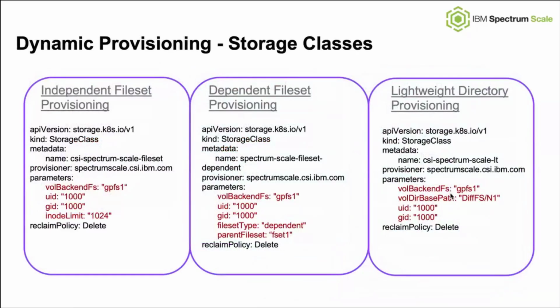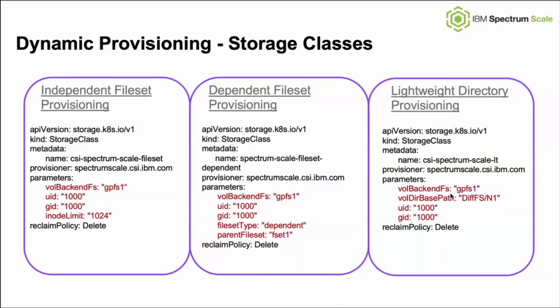Now let's look at the kind of storage classes that Spectrum Scale supports. We support three kinds of storage classes. The first is independent fileset based provisioning, wherein when you do a dynamic provisioning, a new independent fileset is created on your GPFS file system, which is then used as storage for your containers.